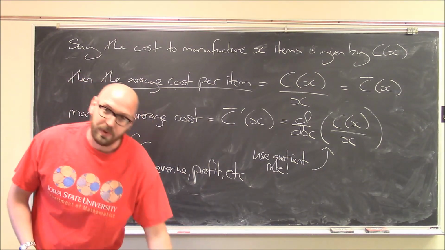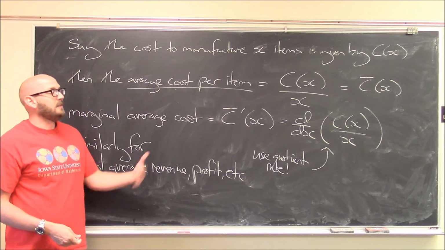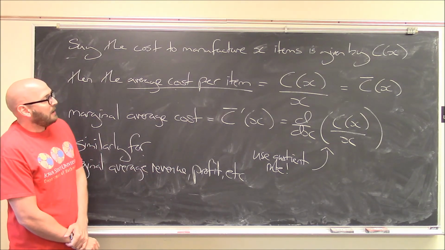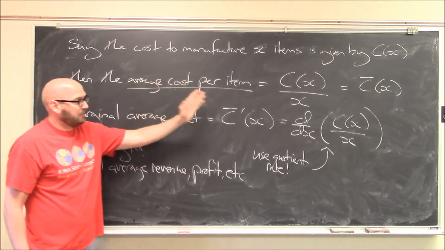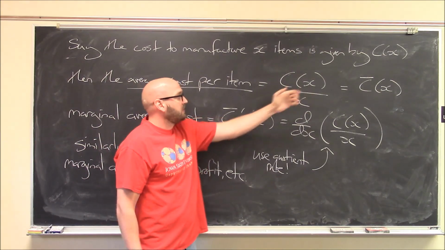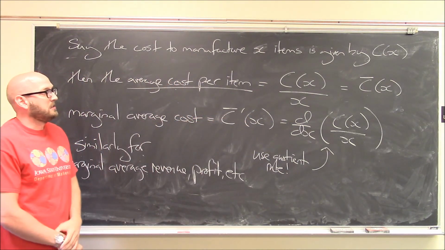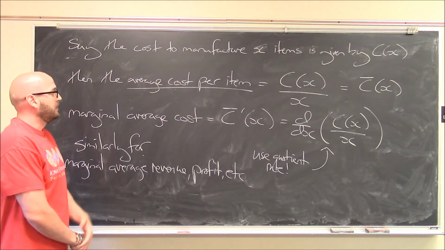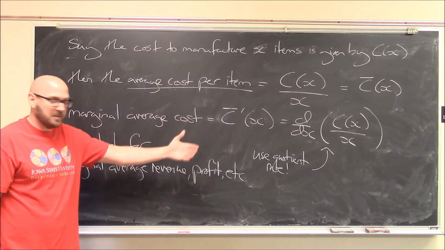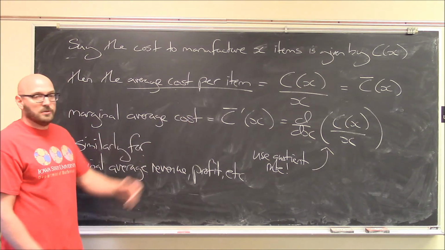And you'll see some homework problems based on this stuff. We'll do some more in class when the time comes. But for now, I think this suffices. So just remember this is what average cost per item is: you take the cost and divide by X. And then if you want the marginal average cost, you differentiate that function, typically using the quotient rule.